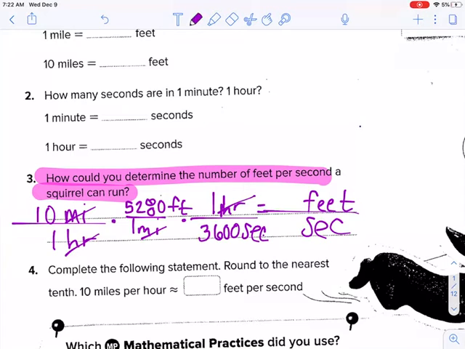On the top, 10 times 5,280 times 1 gives you 52,800. And on the bottom, 1 times 1 times 3,600 gives you 3,600. Now you do need to divide that out so that we get a unit rate. So 52,800 divided by 3,600, and we're going to round this, 14.7, and we can write that down there if you want. 14.7 feet per second is what the squirrel can run.